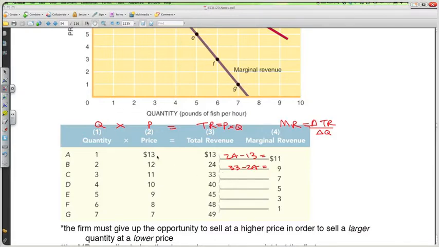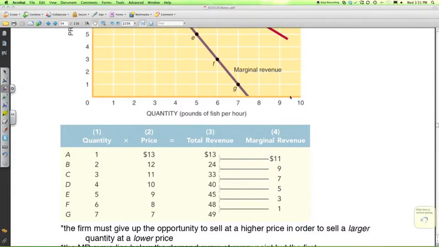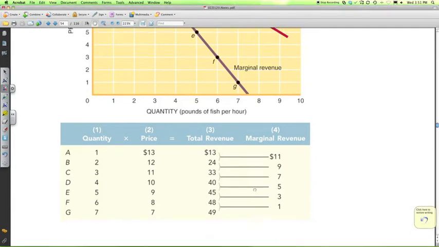And notice here that except for the first, price is higher than the marginal revenue. 7 is bigger than 1, 8 is bigger than 3, 9 is bigger than 5, 10 is bigger than 7, 11 is bigger than 9, and 12 is bigger than 11. And that is because they have a downward sloping demand curve.